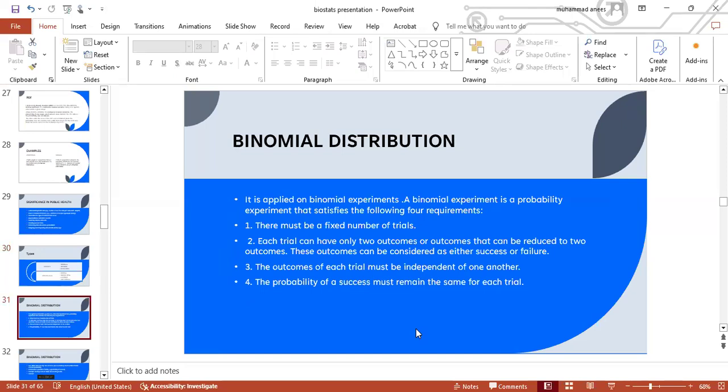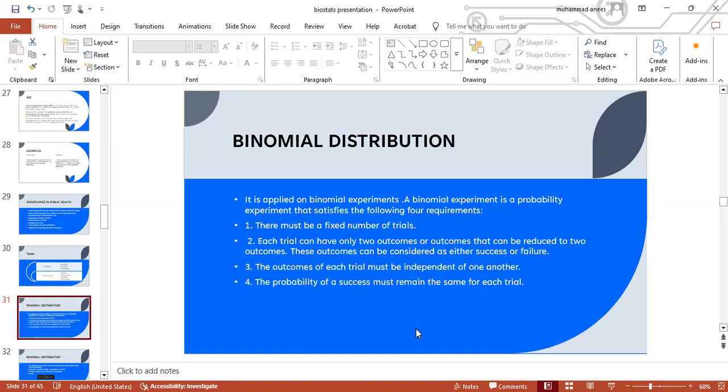It is applied on binomial experiments. A binomial experiment is also known as a Bernoulli experiment. It is a probability experiment that satisfies the following 4 requirements. Number 1 is there must be a fixed number of trials. Number 2 is each trial can have only 2 outcomes, or outcomes that can be reduced to 2 outcomes. These outcomes can be considered as either success or failure.